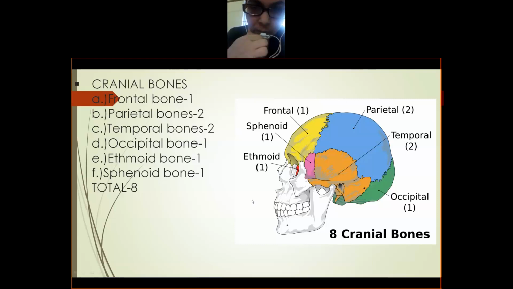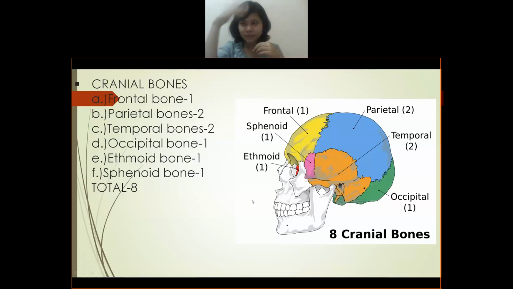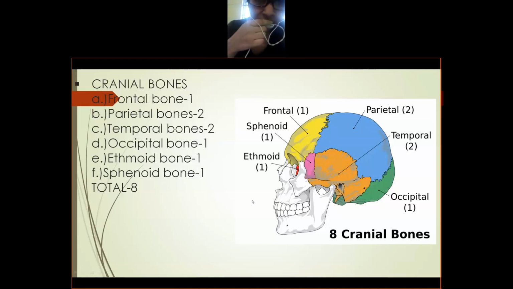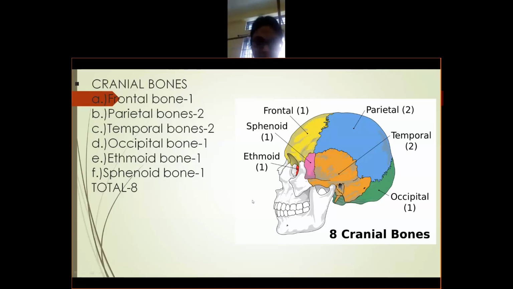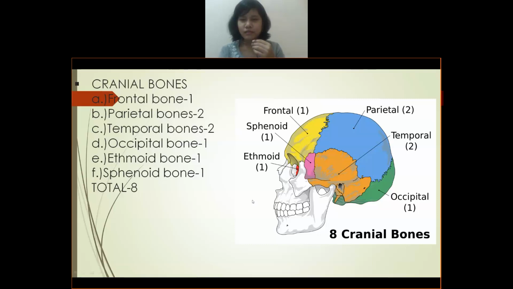Okay, can you show me where is your occipital bone? Occipital bone. Which side? I'm saying, show it on your head. Which part? Back side, right? This part. That one is known as what bone? The name? Repeat again. Occipital. Okay, very good.